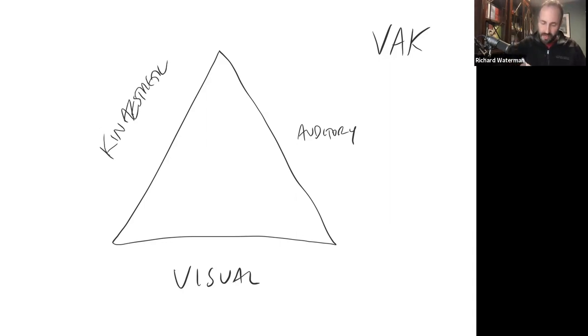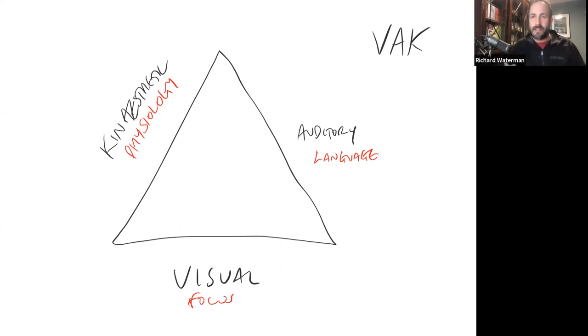Now, Tony Robbins talks about this, but in a slightly different way. He normally has kinesthetic as the base of the triangle, but he calls that physiology. He would call the visual stuff focus, and he would call auditory language. So you can use any of those words and interchange them as you see fit. Those three, funnily enough, are your primary senses: visual, auditory, and kinesthetic, touch and feeling. We're not working with smell and taste at this point.